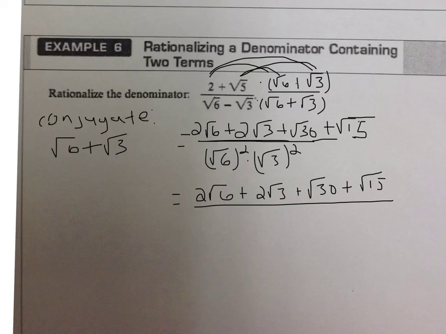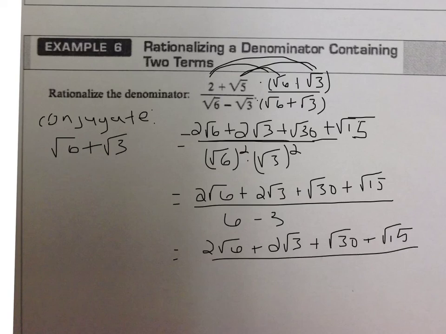And square root of 6 squared is just 6. Square root of 3 squared is just 3. So that's going to give us 3 on the bottom. 2 square root of 6 plus 2 square root of 3 plus the square root of 30 plus the square root of 15, all divided by 3. Now, we're going to look to see if the 3 can go into everything. In order to do the division, the 3 has to go into each term. Well, 3 doesn't go into 2 evenly, so we're already done. That's our answer.